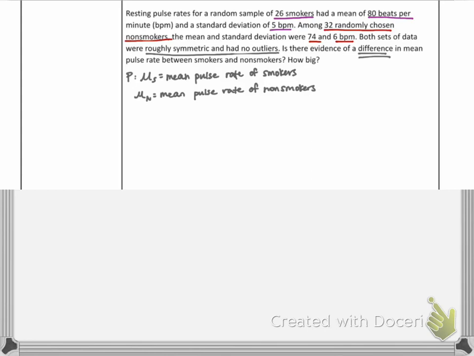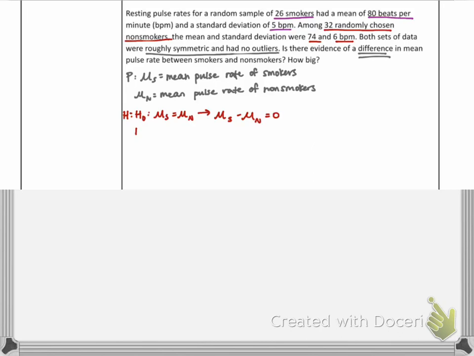So we're going to write our hypotheses, and your null hypothesis is always going to look like this, that your 2 means are equal. That's essentially the same thing as if I said mean of the smokers minus the mean of the non-smokers equals 0. And that's where that 0 came from in that test statistic formula that we just talked about before. Again, your alternative hypothesis has 3 choices. It can be a greater than, a less than, or a not equal to.